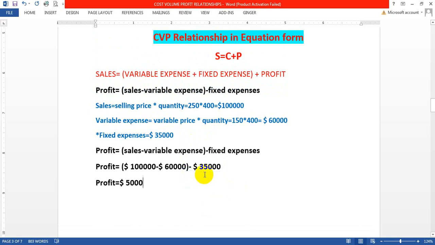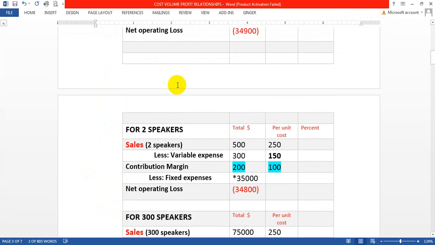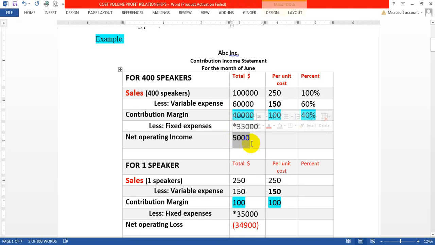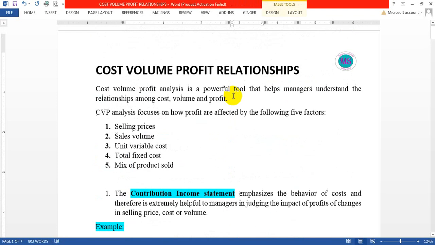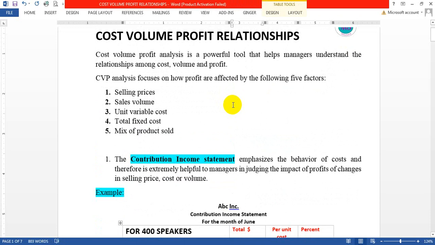We first segregate the values, the behavior, the cost in terms of variable and fixed. We segregate in the contribution format income statement, and then we prepare these relationships. We check the CVP relationship in equation form. So in both things we check that on 400 quantity level the profit is 5,000, and here we have already checked the profit is again 5,000, right? So this is the introduction of the cost volume profit relationship.